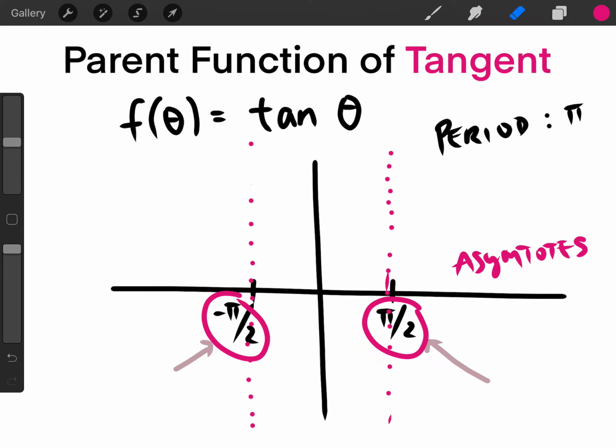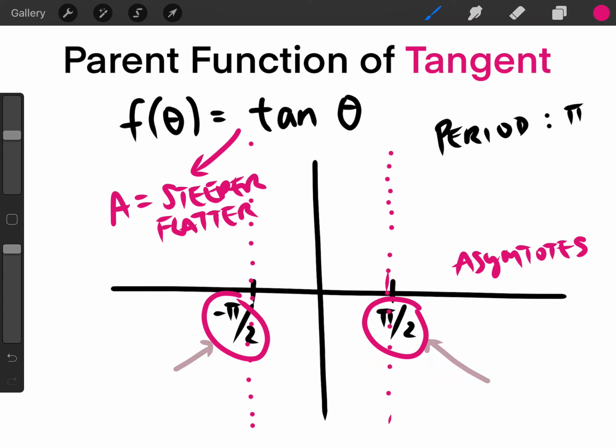When you're graphing this, the a value goes back to what we learned before. It's going to be steeper or flatter. It's steeper when your a value is greater than 1, and flatter when your a value is between 0 and 1. The b value is the one that determines the period. For the parent function, the b value equals 1, so you use pi over 1, and that's your period. So it's going to be 1 pi.